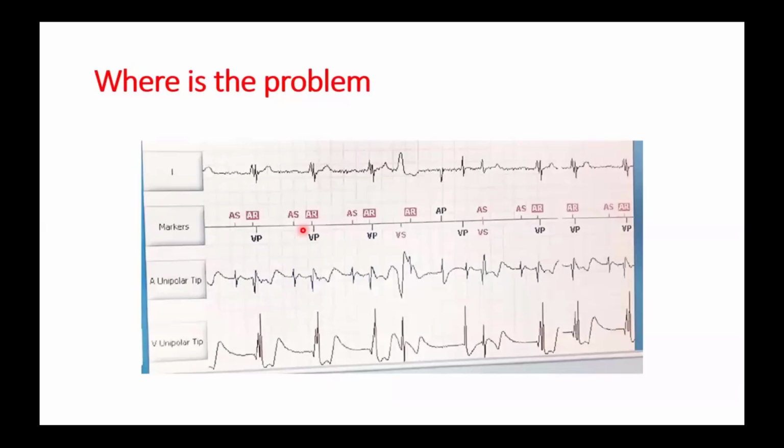So we have to reprogram. We have to increase the amplitude of the atrial lead, of the atrial channel, and increase the amplitude of the ventricular channel because it was intermittent functioning. Sometimes it captures, sometimes it does not capture. So we have to measure the threshold thoroughly, and you have to have the programmer in order to solve this problem.